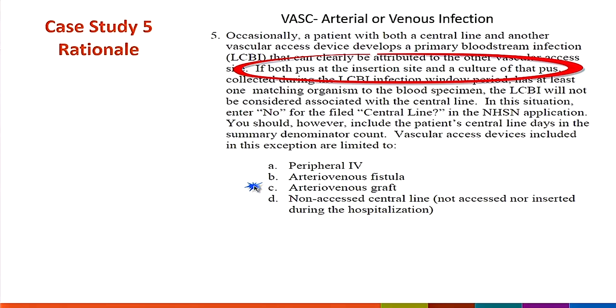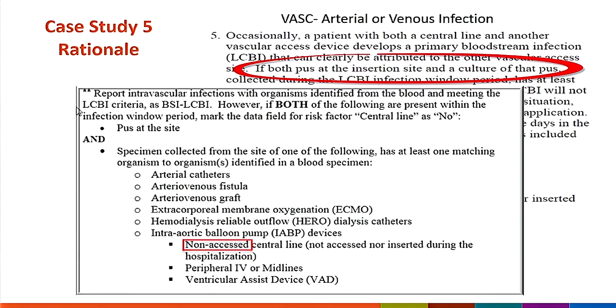And then there is also, under the VASC infection criteria, another reporting instruction that mentions the case where you have both pus at the insertion site and a culture of that pus, collected during the LCBI infection window period, that matches at least one organism in the blood specimen. That can be considered not a central line associated bloodstream infection if a central line is involved. And then a list of devices is included for the exception. But you'll notice that the one that involves a central line requires that the central line not have been accessed nor inserted during the hospitalization. And in this case, we said that the central line had been accessed.